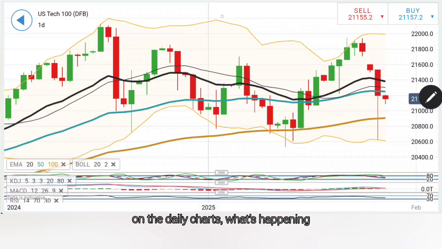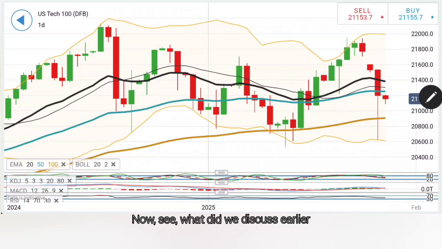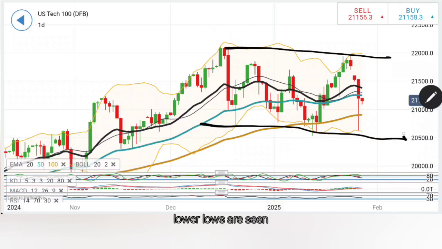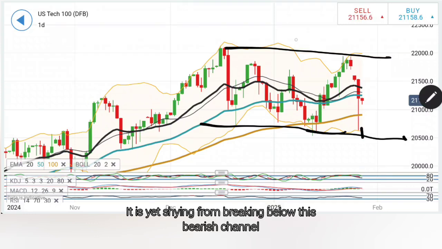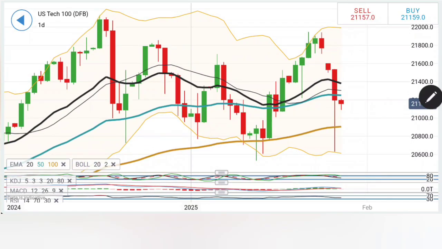Coming to the daily charts, what's happening? We have seen a greater dip, then a retracement. Now see, what did we discuss earlier? We have discussed one thing, that lower highs are seen, lower lows are seen. Now see what has happened. It has moved towards the bottom here. It is yet shying from breaking below this bearish channel, that is 20,500 levels, the bottom here. Also look at the moving averages. These have started to converge but not yet crossed over. So I'll definitely watch out how it behaves today.